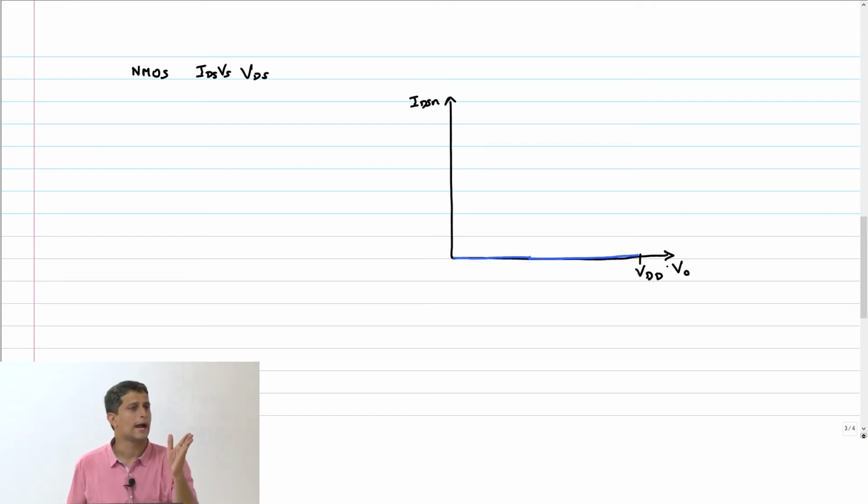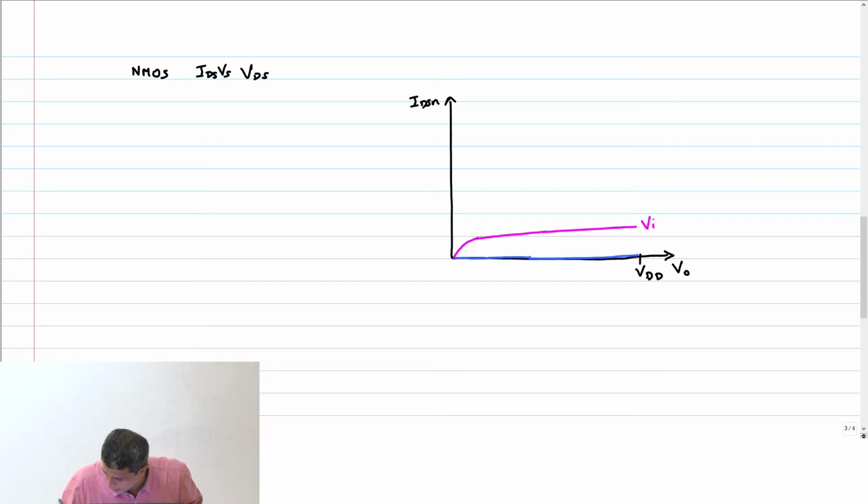Now I take my V in slightly above VTN. What will be the current through this and how will this plot look like? It's basically going to go through our earlier equation, so it will be something like this. Correct? This is for V in equal to V2.